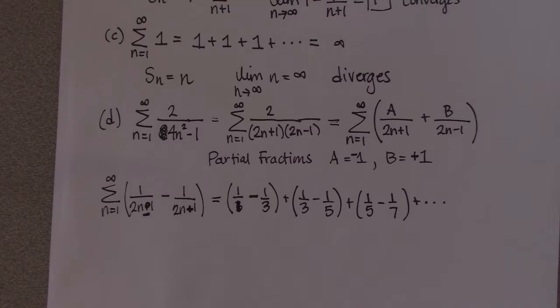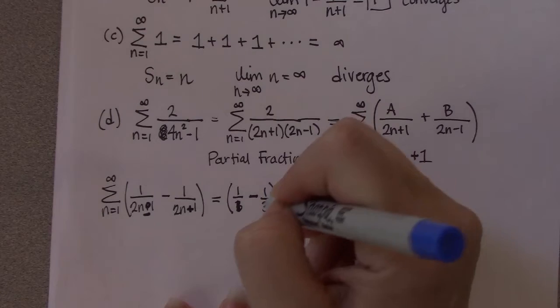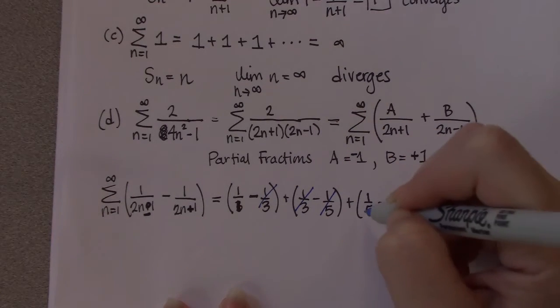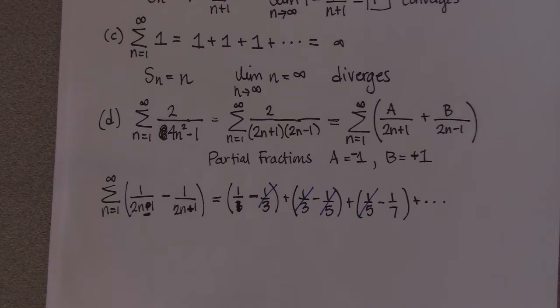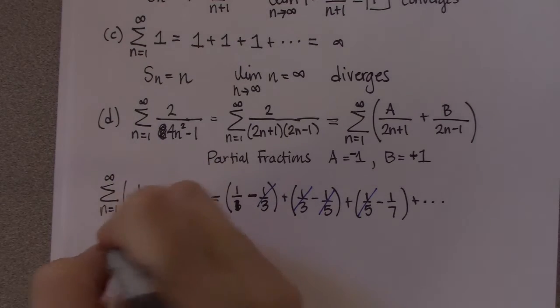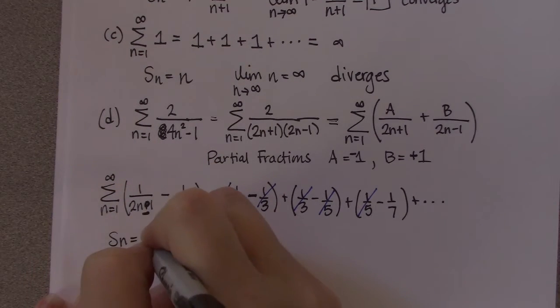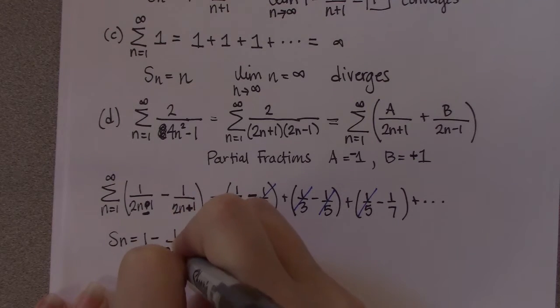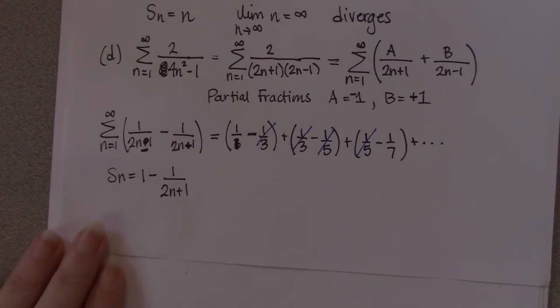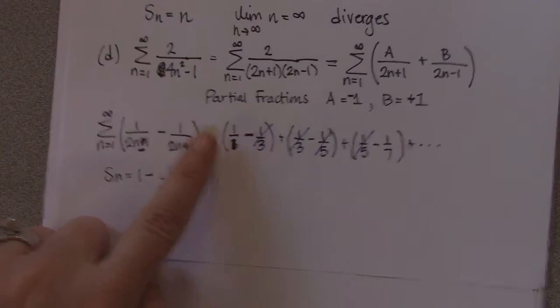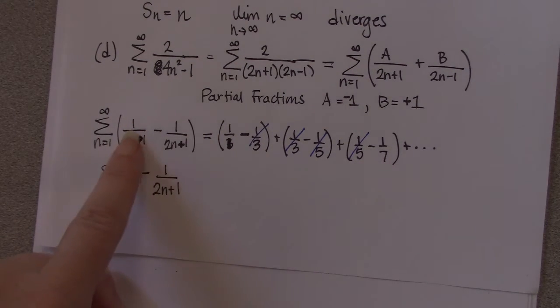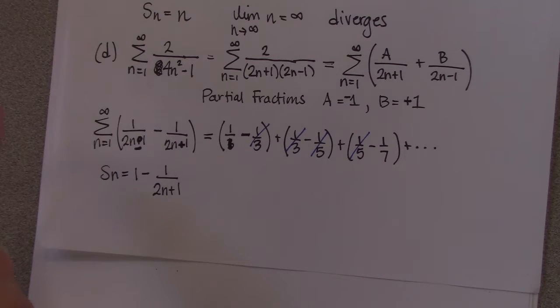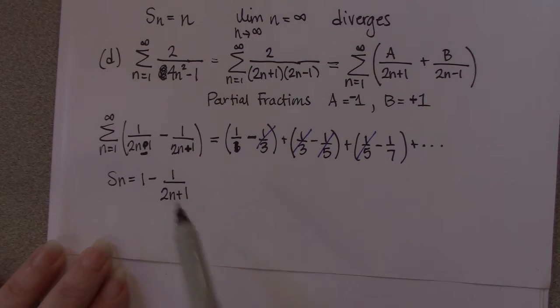And so we can see that the negative 1/3 cancels with the positive 1/3. The negative 1/5 cancels with the positive 1/5. So this was, in fact, a telescoping series. So if I look at my nth partial sum, it's 1 minus 1 over 2n plus 1. The 1 is there because the initial term stayed. Everything else cancels, and this term would get canceled out by the previous term that I generated. So I'm only left with these two guys.